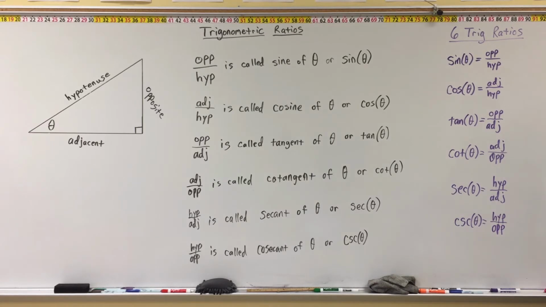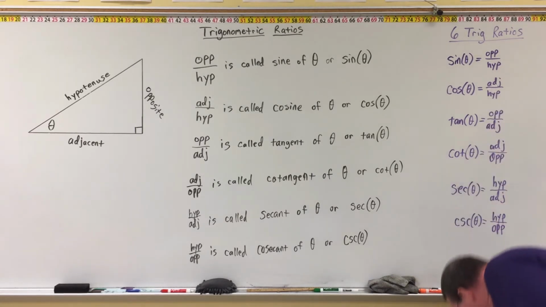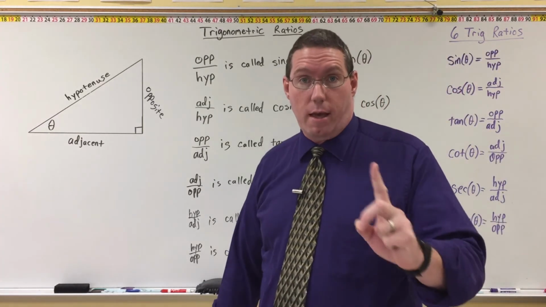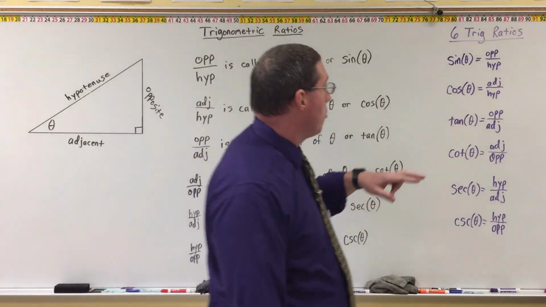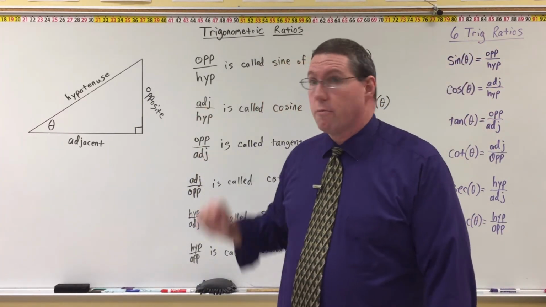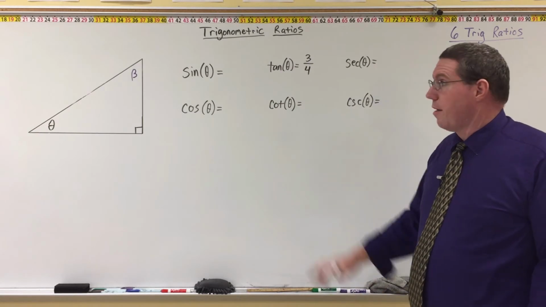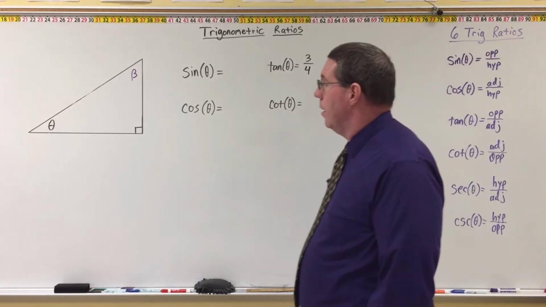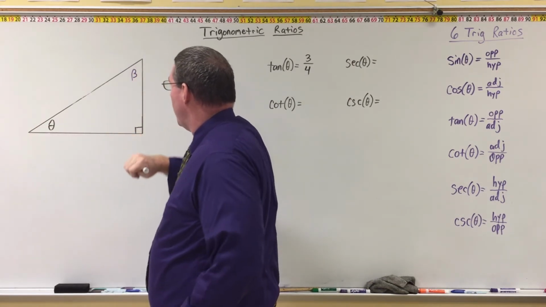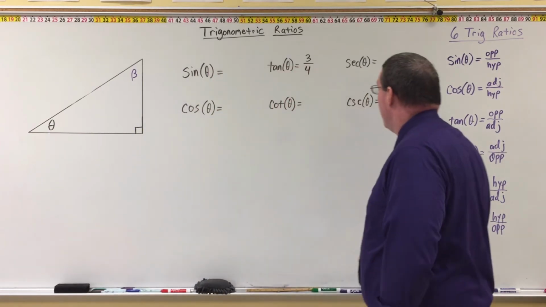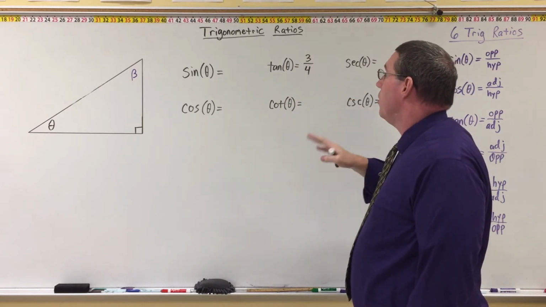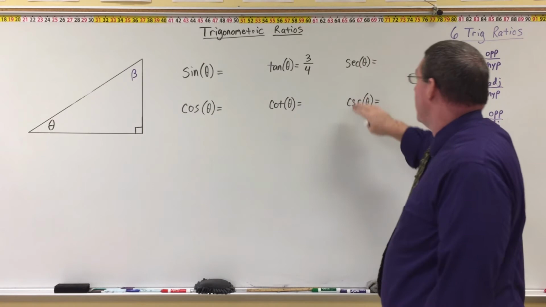Okay? And now I'm going to show you how, if you're given just one of these 6 trigonometric ratios where you have a number over a number, you can find the other 5 simply by using a right triangle. So we're going to do that right now. All right, so let's say that we are given a right triangle, okay? We designate one of the angles as theta. Now the other angle is designated as beta, but we're going to do something with that a little bit later. And here's what we're told. We're told that the tangent of theta is 3/4. And we want to identify sine, cosine, cotangent, secant, and cosecant.